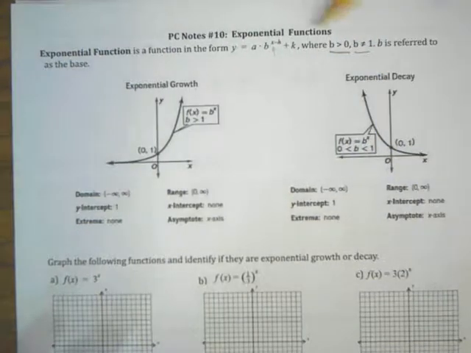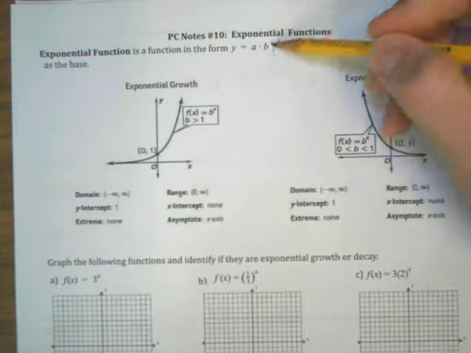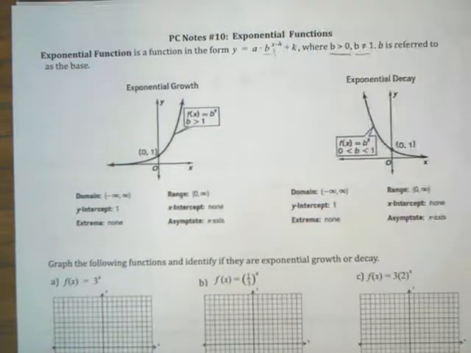If B were 0, nothing would happen. If B were 1, it would just be a constant function because that piece would just stay 1 the whole time. B is the base. That's the number that is raised to the exponent. That's kind of important to remember.